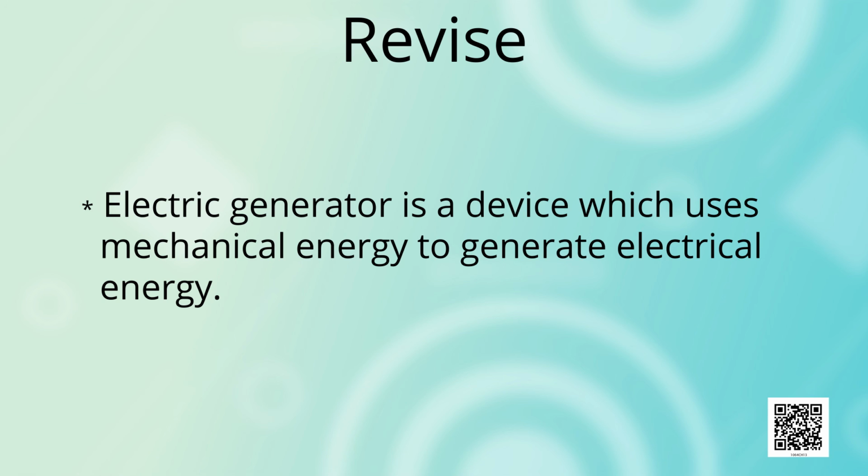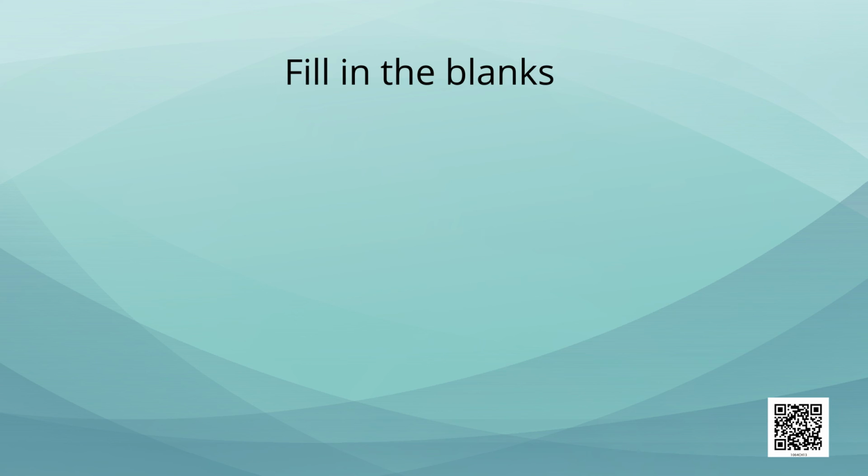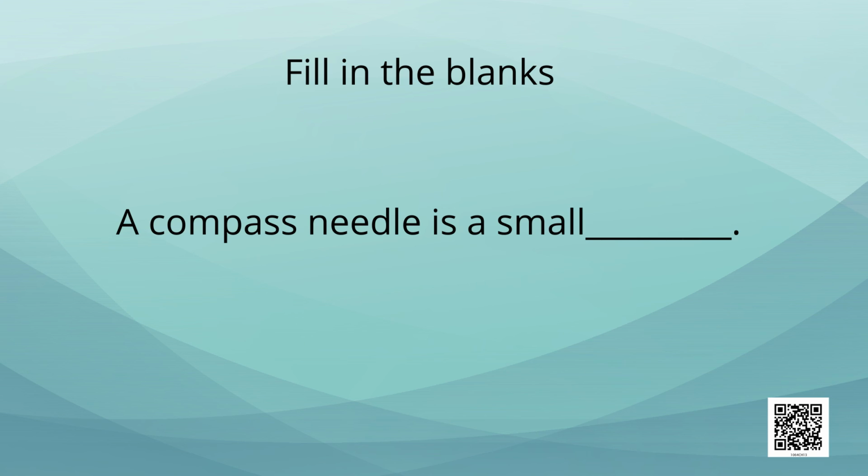Now I will ask you some questions in the form of a fill up and you have to fill the correct answer in the given blank space. A compass needle is a small dash, and the correct answer is magnet. A compass needle is a small magnet.